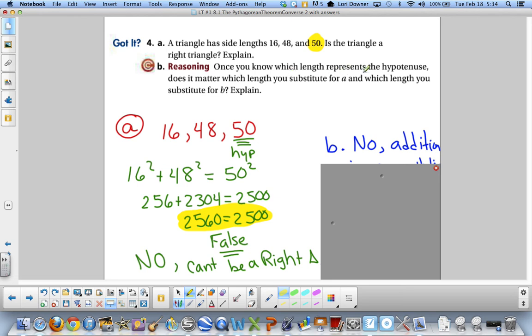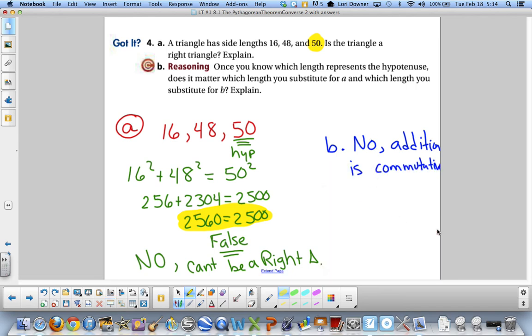Once you know which length is represented by the hypotenuse, does it matter which length you substitute for A and which one you put in for B? The answer to that is no, because addition is commutative.